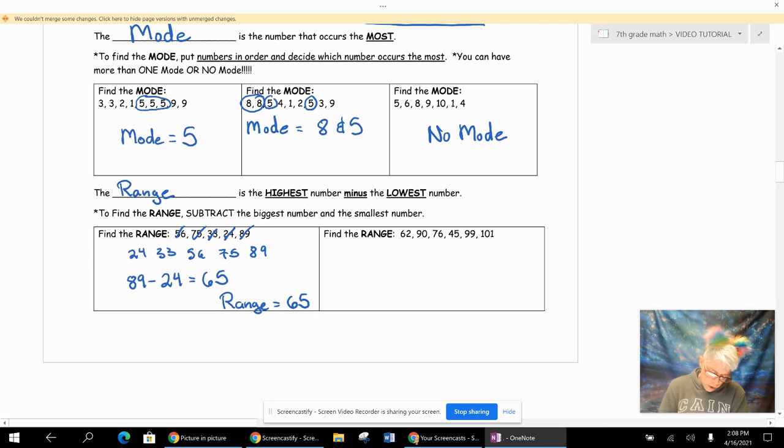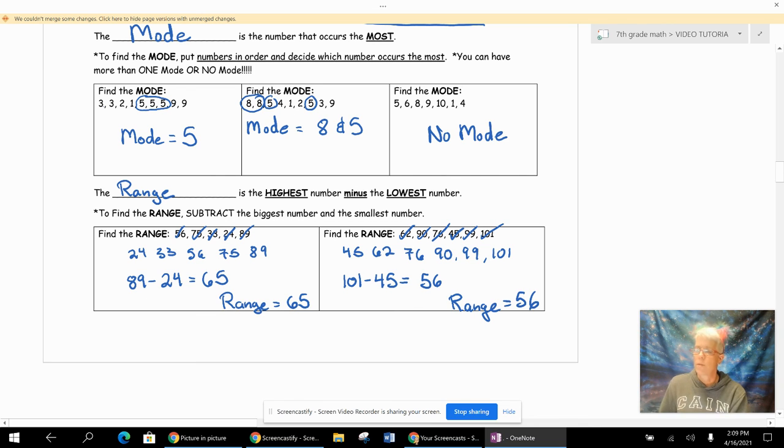Let's do it again. Again, I'm looking at the numbers. They're not in order. So we have 45, 62. And I'm just being real honest with you, you don't always have to write all the numbers out, but you definitely want to be careful and make sure that you don't miss a number. All right. So 101 is my highest number. 45 is my lowest number. So my range is 56. My range equals 56. That wasn't that bad.